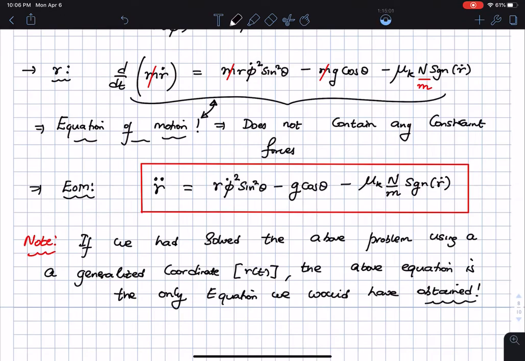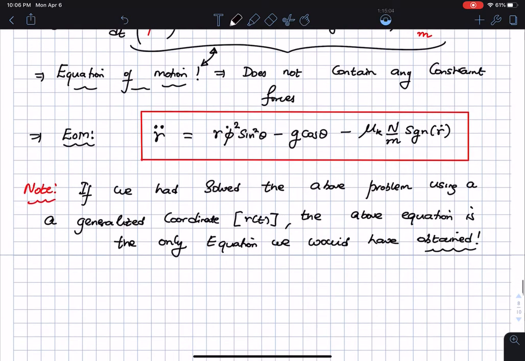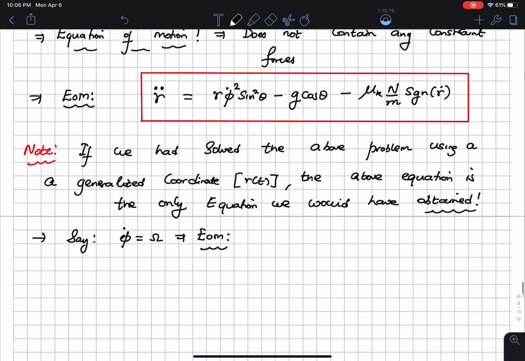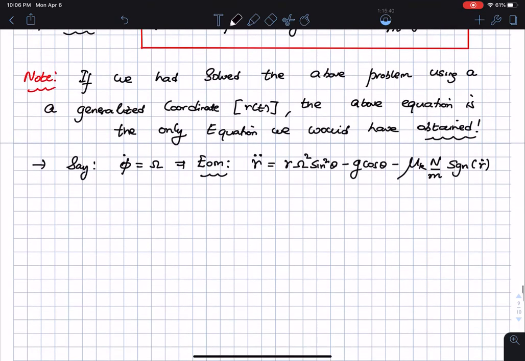And I can also make a substitution. I can say that phi dot is equal to omega, which means that the equation of motion is a nicer, much fancier expression: r double dot is equal to r omega square sine square theta minus g cos theta minus mu k times N by m times the sine of r dot. So this will be the actual equation of motion, but we are not done. We have some of the constraint forces and so on to be calculated as well, so we have to go forth and get that.